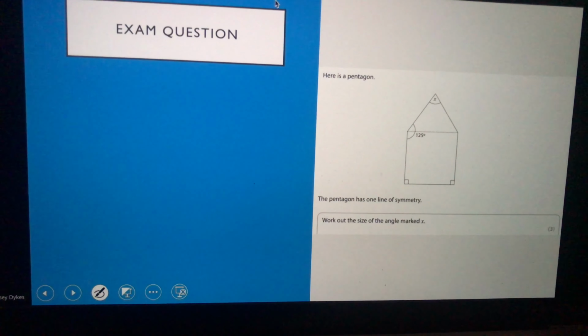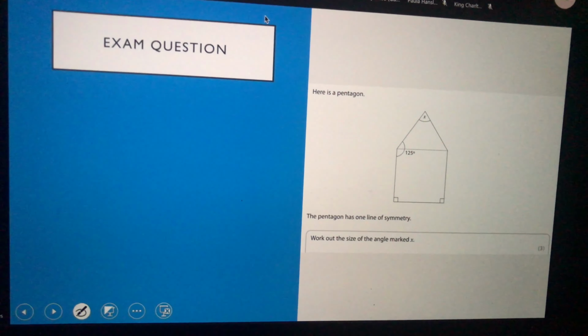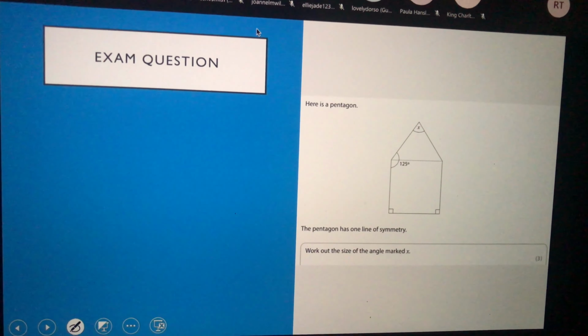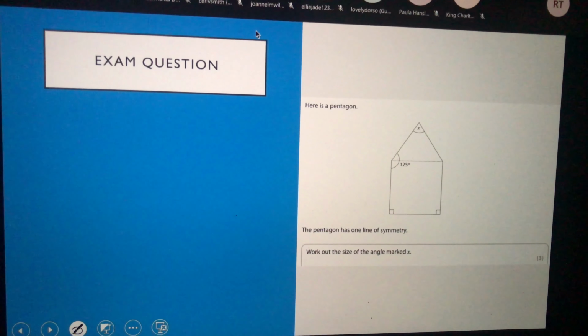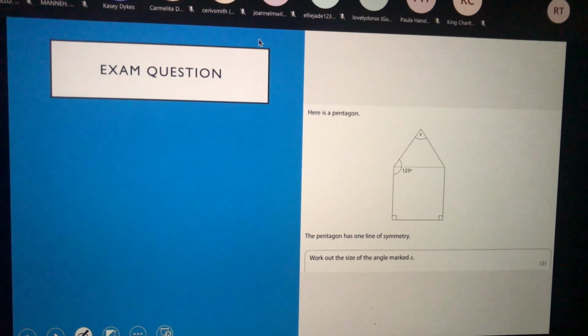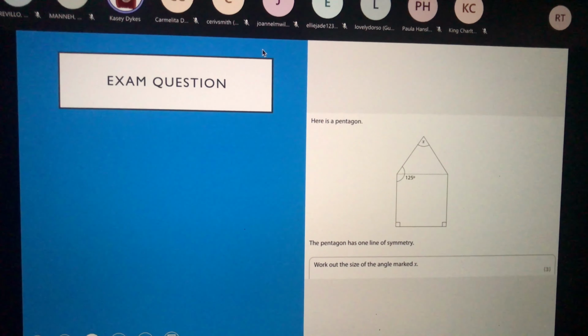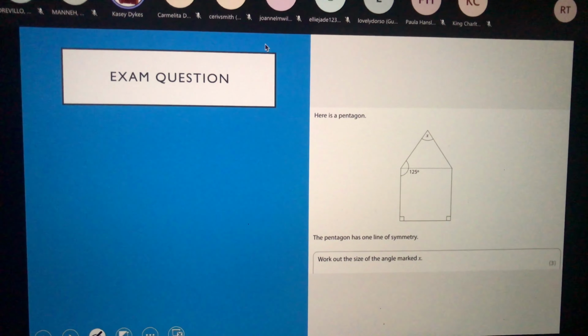For example, this one here. We have a pentagon. So we could learn about pentagons, but as we've got here, it's basically a triangle on top of a square. So we've been told that this pentagon has one line of symmetry, and we need to work out the size of angle marked X. So first of all, where is our line of symmetry in this shape?